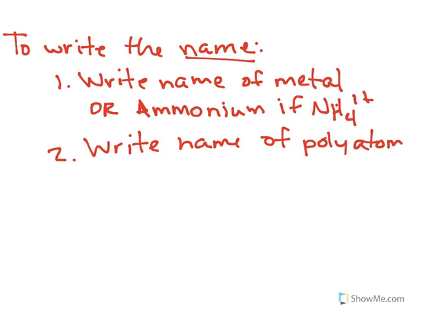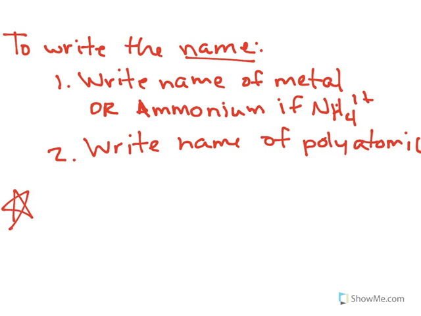Step 2, you're going to write the name of the polyatomic. And this is as simple as looking the name up on your polyatomic ion chart. Just be very careful because there are some that are very similar. There's an SO3 and an SO4. Those are very different and they have different names, but the only thing that's different is a single letter. SO3 is sulfite with an I, SO4 is sulfate with an A. So be very careful that you make sure you write the correct ending.